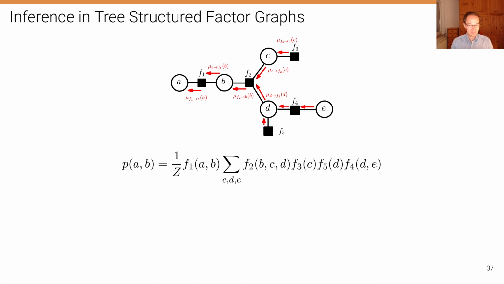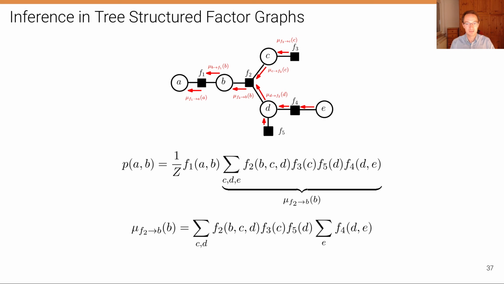So let's do it concretely now for this tree structured graph. If we want to compute the marginal of A and B, then we do the same thing as before. We need to sum over C, D, and E, and then these terms can be pulled inside depending on the variables that these individual factors depend upon. So we define this entire expression as the message of F2 to B, because the only free variable here is B. And then this message can be split further by pulling in the E summation, because these 3 terms here don't depend on E.